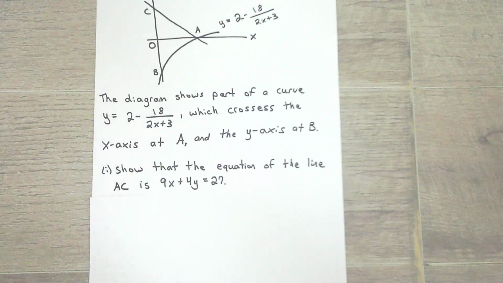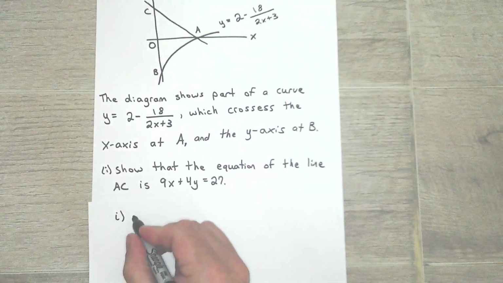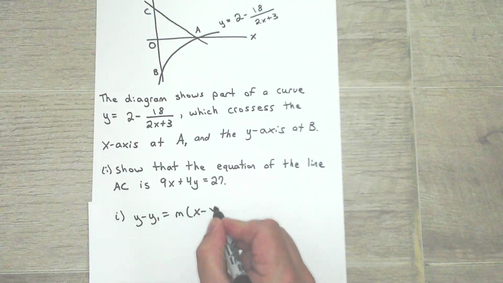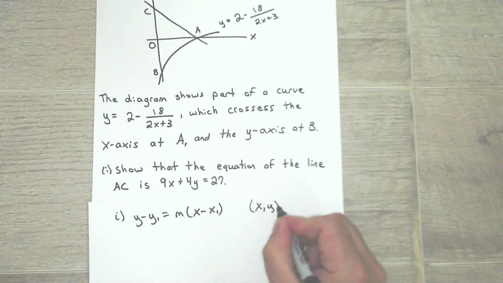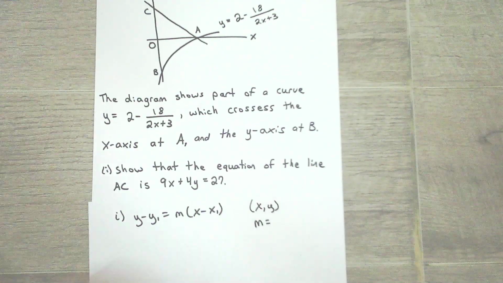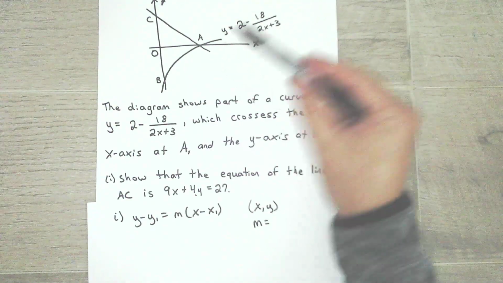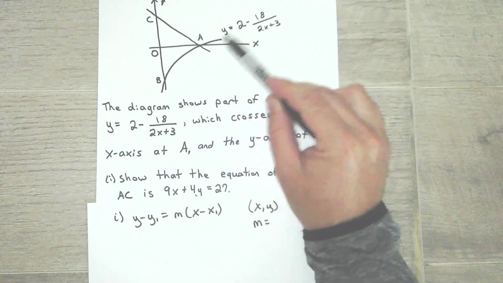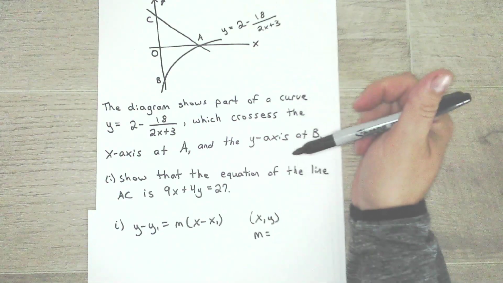Okay, so in order to find the equation of a line, remember the equation of a line is y minus y1 equals m times x minus x1. So we need a point and we need the slope. Okay, so for AC, we need either A or C. Well, in this case, A is probably going to be the point we use, since we know it crosses this curve. Okay, so it has some relation to this curve that we can use.